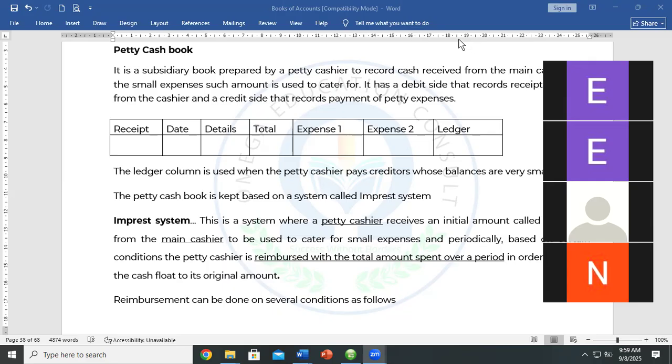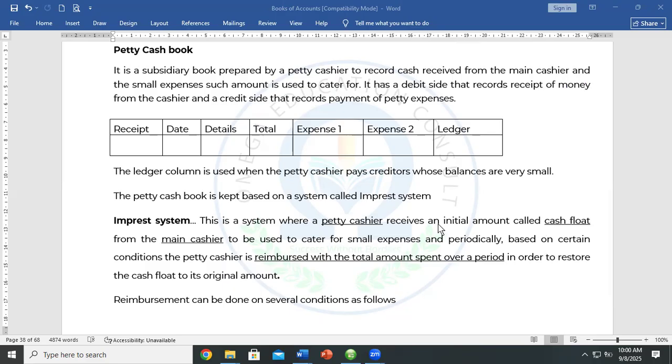In simple English, then petty means small. So this is like a small cash book. What is it? Please, Prof. Kujo, can you read what we have on the screen for petty cash book? Oh, I think Prof. Ken Taki, please, can you do the reading for us?